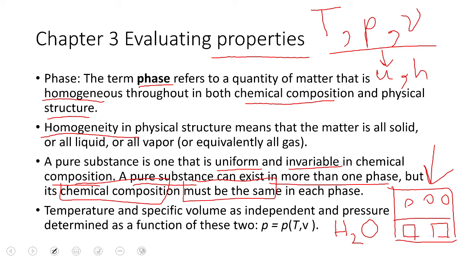Temperature and specific volume are independent, determined. So temperature I highlighted earlier and pressure are independent. And whenever we know two properties, we can obtain the third property. So this is the most important thing I want you to remember, that whenever we have two properties, or to be more exact, two independent properties, we can obtain the third property.